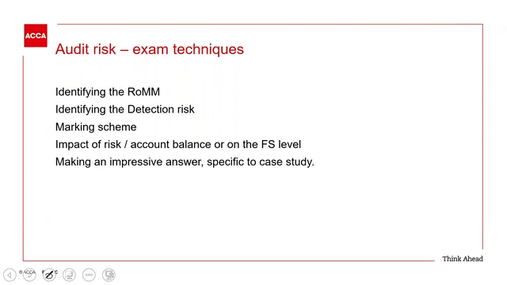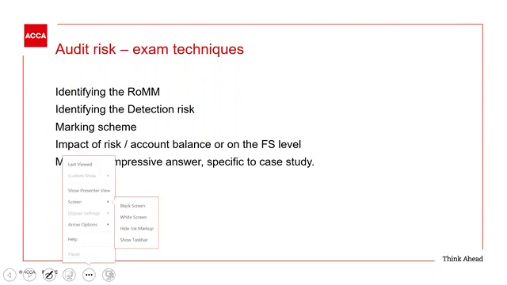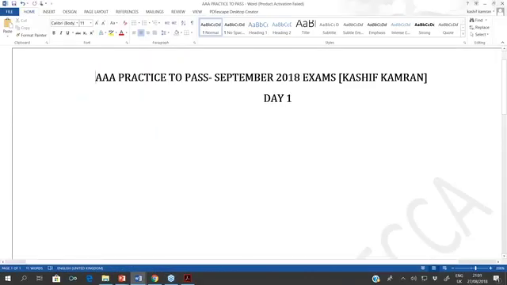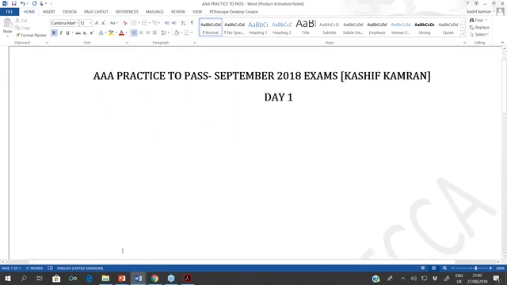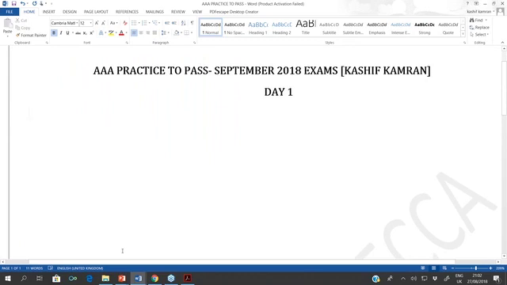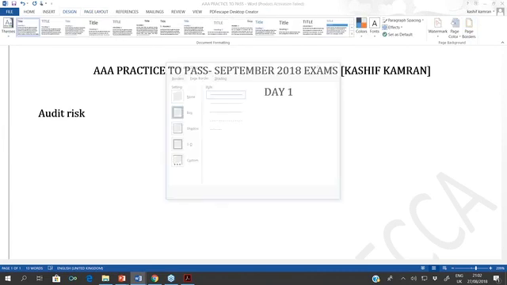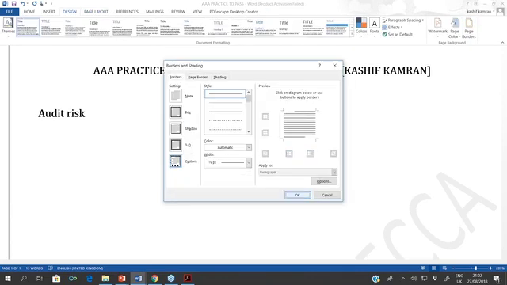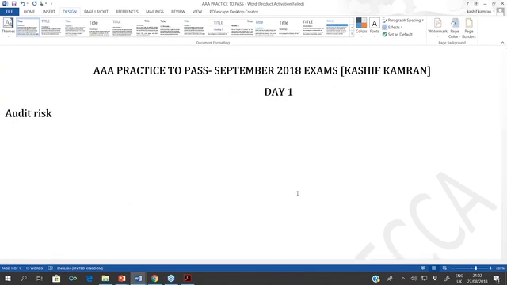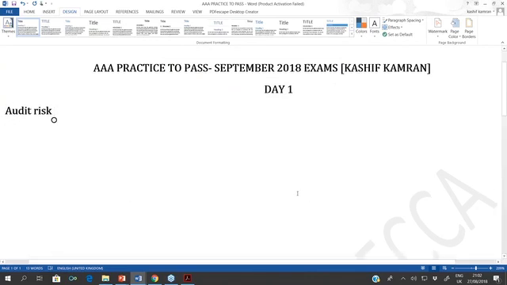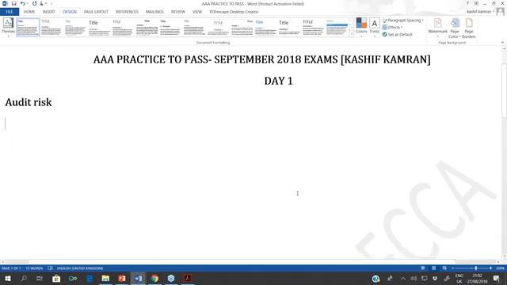Okay, let's start with the question on audit risk. Now, try to understand something very important. When you get a question on audit risk in an exam paper, there are two types of requirements, and you have to be familiar with both to know how you will allocate marks.